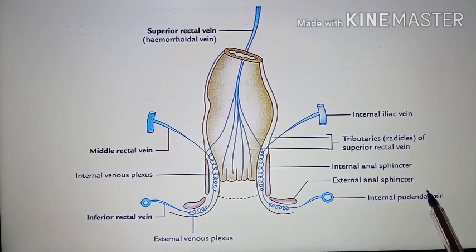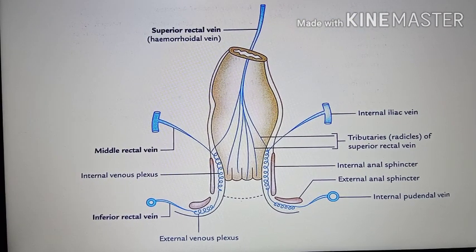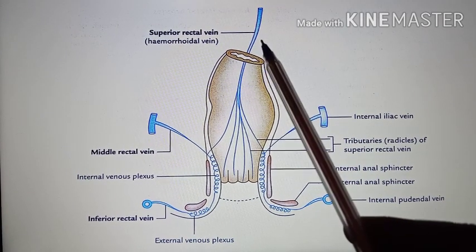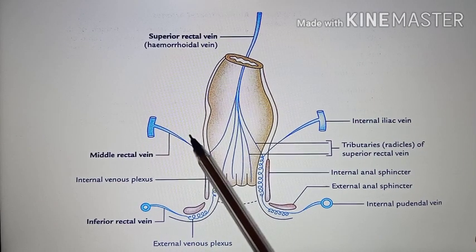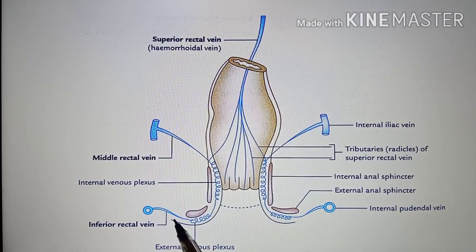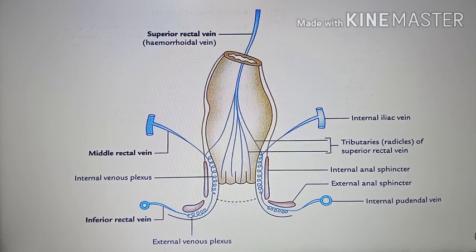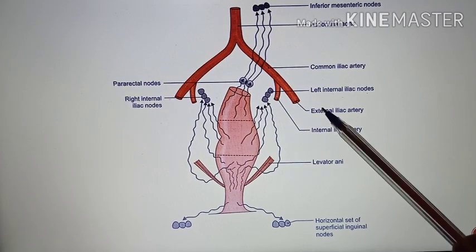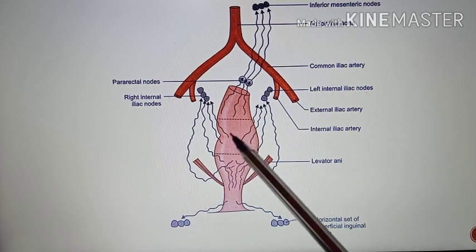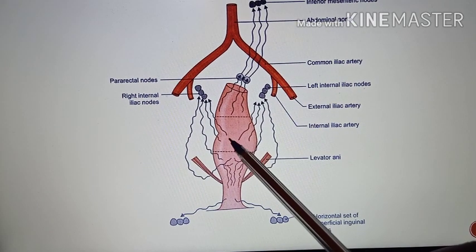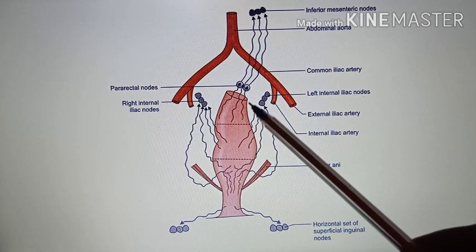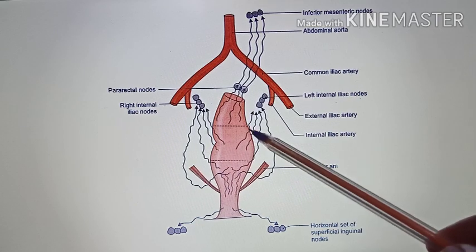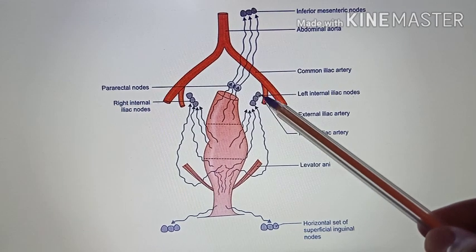Now coming to the venous drainage. The veins draining the rectum are, first, the superior rectal vein, second the middle rectal vein, third the inferior rectal vein, and in some cases some authors also mention the median sacral vein. Now coming to the lymphatic drainage. The upper part of the rectum drains into the inferior mesenteric nodes. The lower part of the rectum drains into the internal iliac nodes.